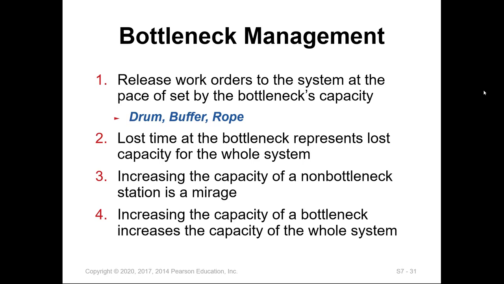So increasing the capacity for non-bottleneck stations is useless and it will waste resources. Actually, it will not impact the system and it will not improve productivity, while increasing the capacity of a bottleneck will increase the capacity of the whole system. And that's again, based on our analysis for the bottleneck.